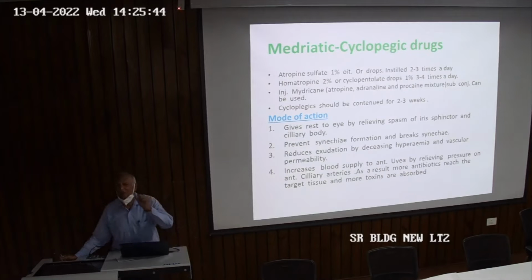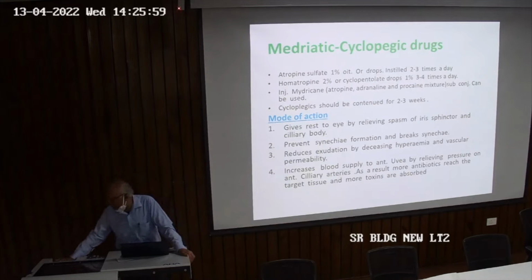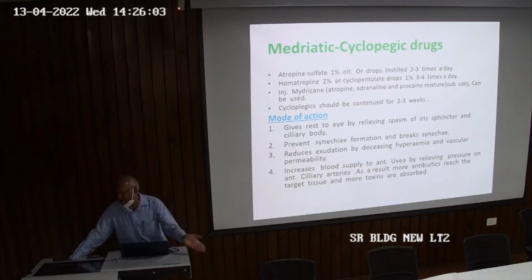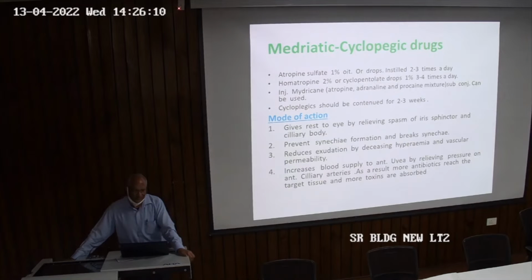We should use a cycloplegic drug because we want to relieve the pain. We want to relax the ciliary muscles. That is one important part, because that causes the spasm of the ciliary muscles. And another part: whenever you say atropine or cycloplegic drugs we are starting, how it acts, what is the mechanism of action, that also you should know. These are the common questions which are asked.